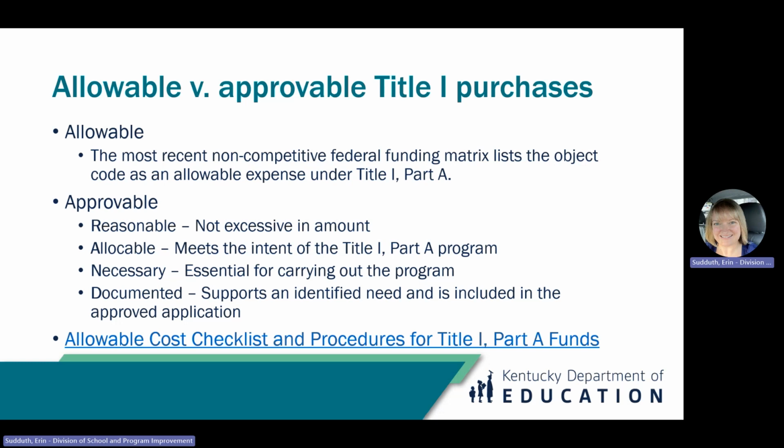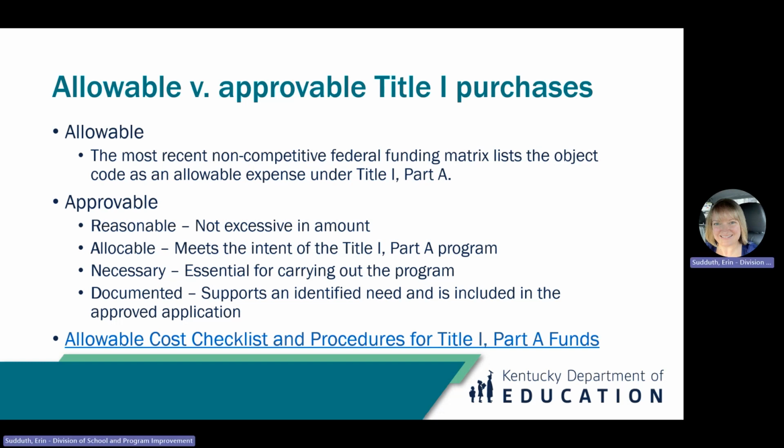And what you'll see when you look at that document in the Title I column is that not every object code has a simple yes or no in terms of allowability. Many of these codes are dependent upon other factors, and that's where we get into a specific purchase being approvable. Uniform Grant Guidance, which is the set of grant management rules that apply to all federal dollars, states that purchases must be reasonable, allocable, necessary, and adequately documented. These requirements are often referred to as RAND.